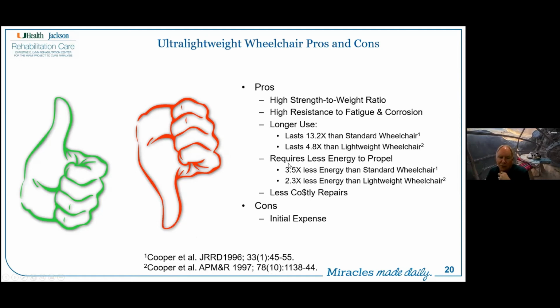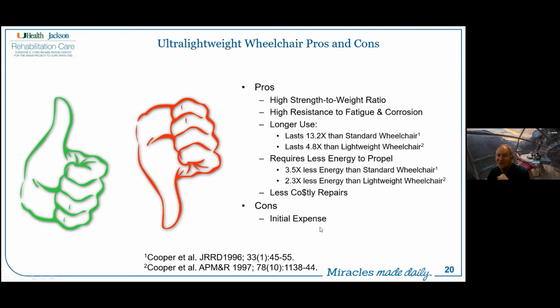As well, the ultra lightweight wheelchair requires less energy to propel, 3.5 times less energy than a standard weight wheelchair, and 2.3 times less energy than a lightweight wheelchair. This is important as we're talking about long-term wheelchair use, somebody who's hitting that push rim 4,000 to 6,000 times a day for mobility. The other thing is there are less costly repairs to this ultra lightweight wheelchair.